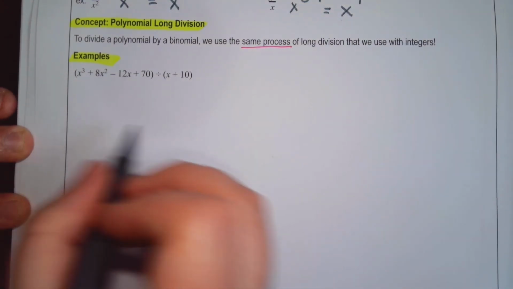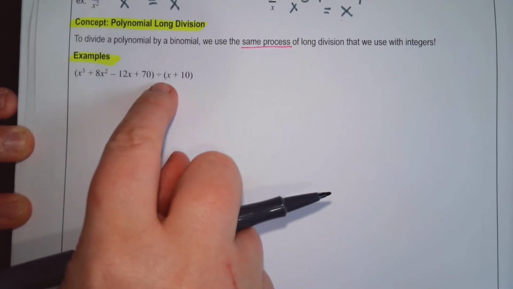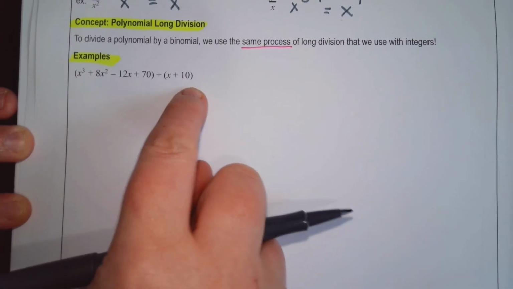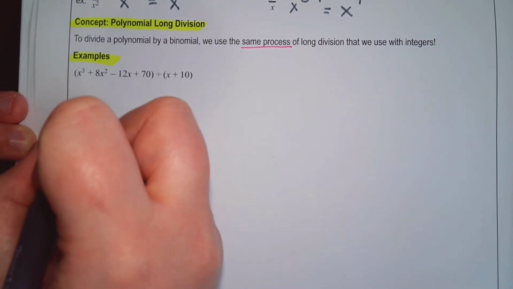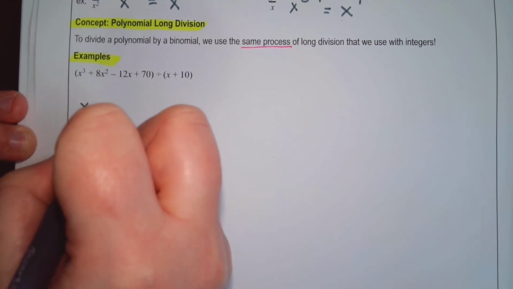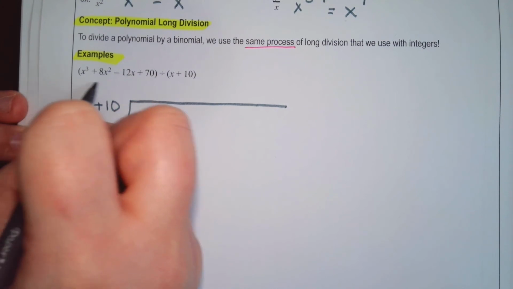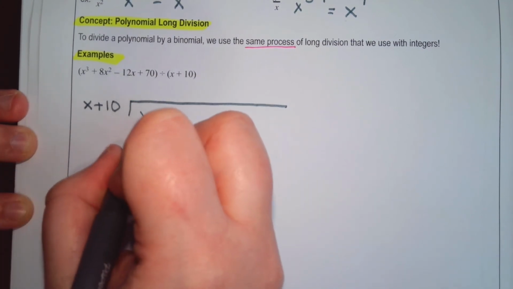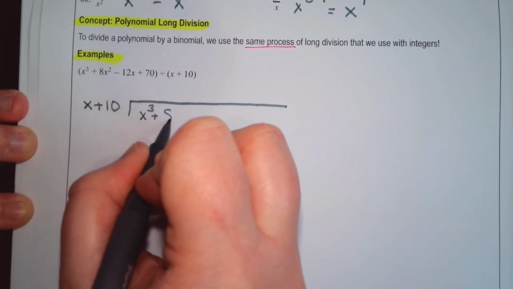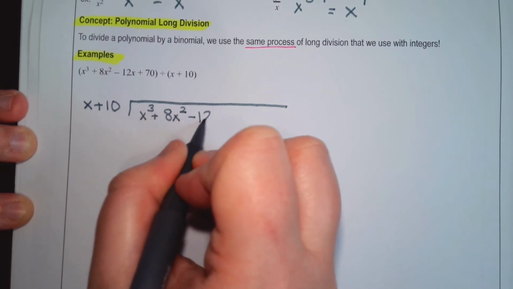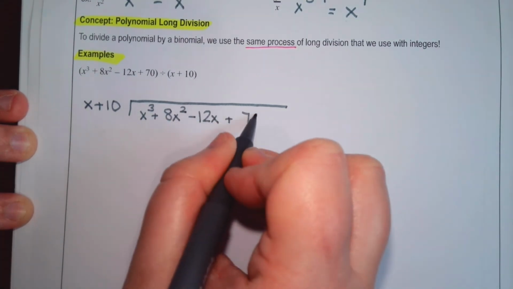with our division bar. So remember, what we're dividing by goes on the outside, so x plus 10. Then we have our division bar, and then this whole big polynomial goes underneath. X cubed plus 8x squared minus 12x plus 70.